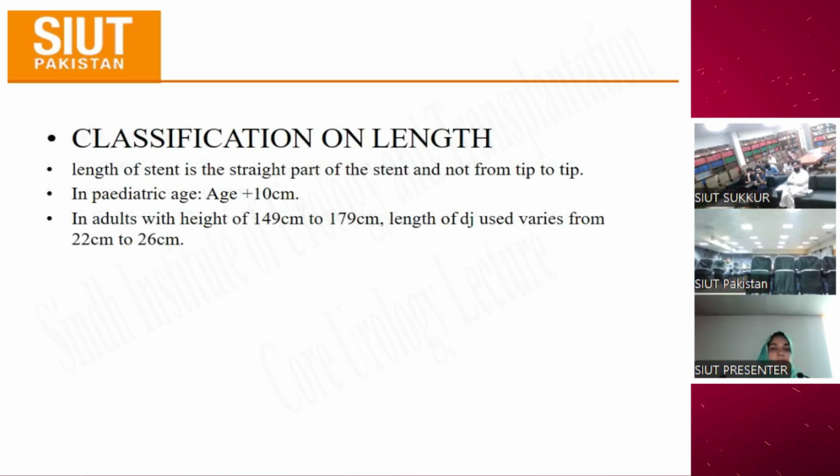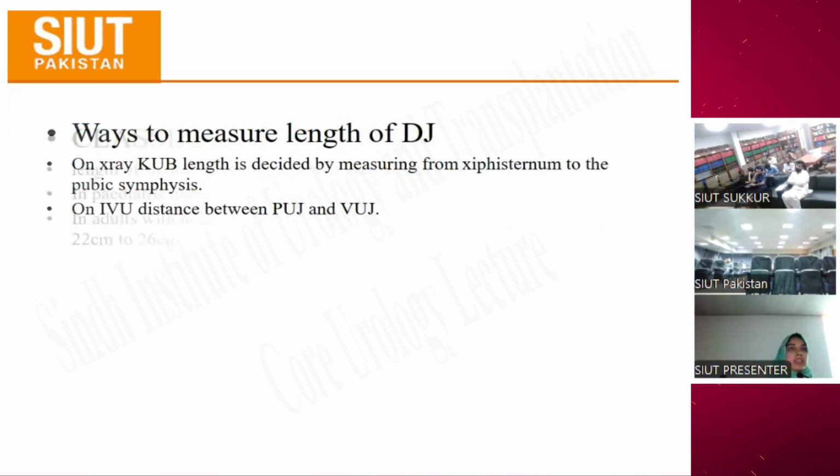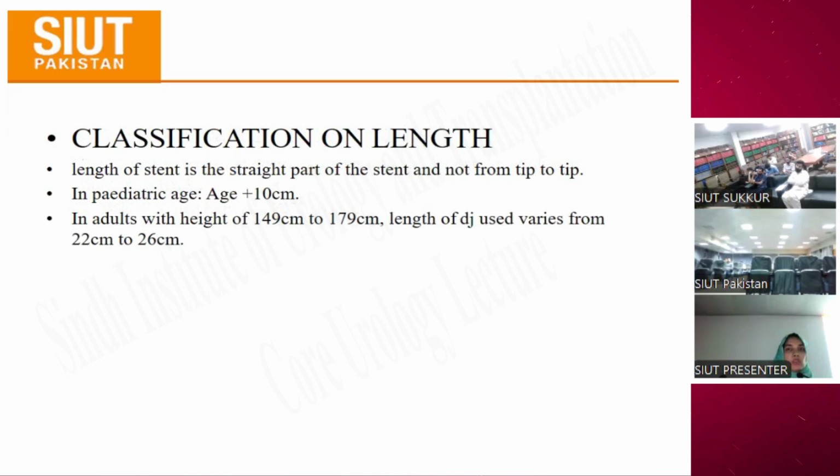The other classification is based on length. Length of the stent is the straight part of the stent and not from tip to tip. In the pediatric population, we calculate the length of the stent by age plus 10 centimeters, which equals the length required for that patient. In adults, who usually have a height of 149 to 179 centimeters, the length of the DJ varies from 22 to 26 centimeters. So can anyone tell what are the ways to roughly calculate the length in the adult population?